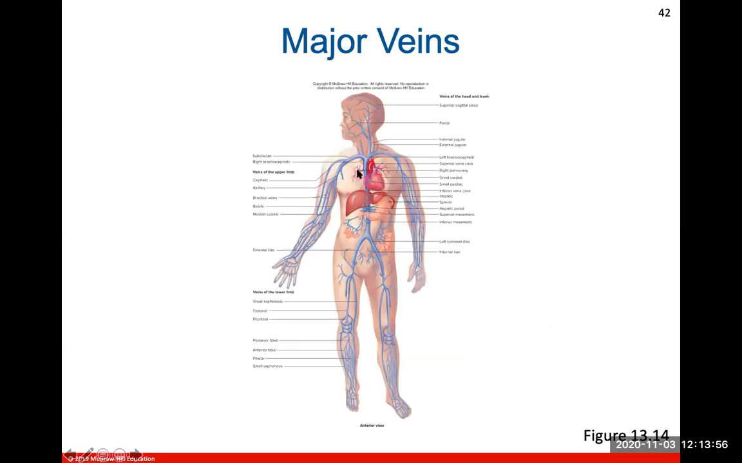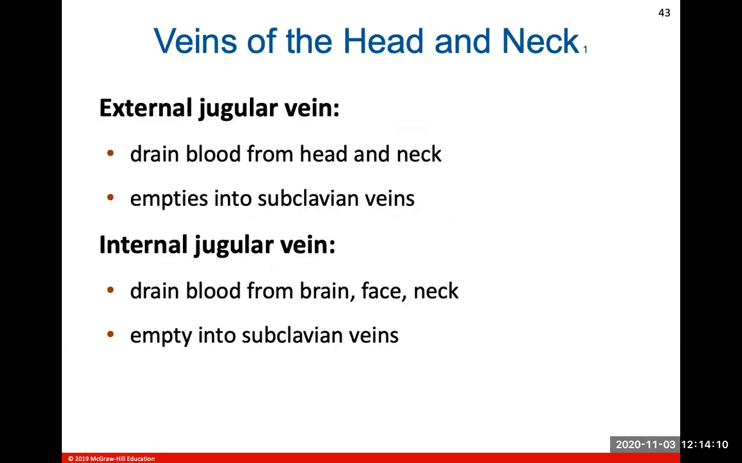And you can see here the upper veins and how the superior vena cava empties blood into the right atrium from all of the upper limbs, head and neck, and the inferior vena cava brings blood back to the heart from all the lower limbs, from the abdomen and the thorax region.